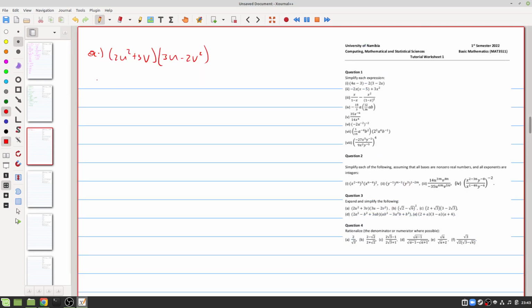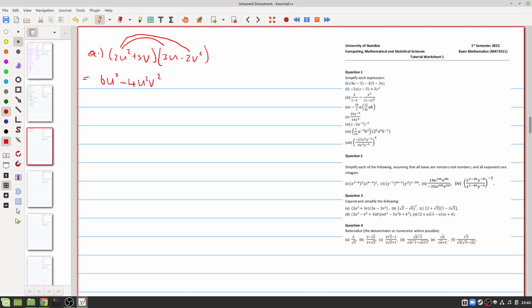Alright, so multiplying this out, multiply everything in the one bracket with everything in the other bracket. So this first term, multiply with the first term, then with the second term, etc. But we'll see as we go along. So 2u squared times 3u will give us 6u to the power 3. Then we multiply this first term with the other term in the other bracket. So 2u squared times negative 2v squared equals negative 4u squared v squared.